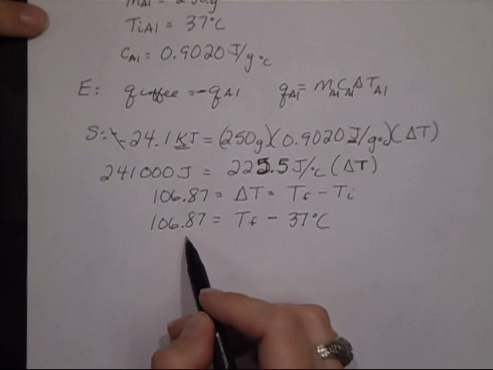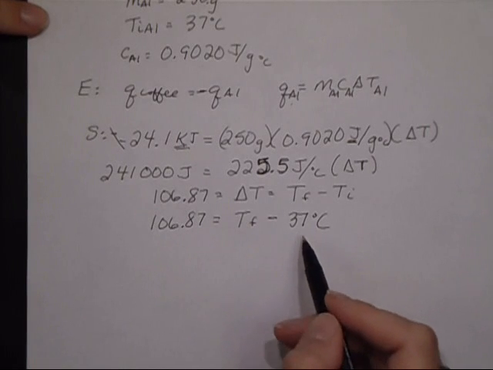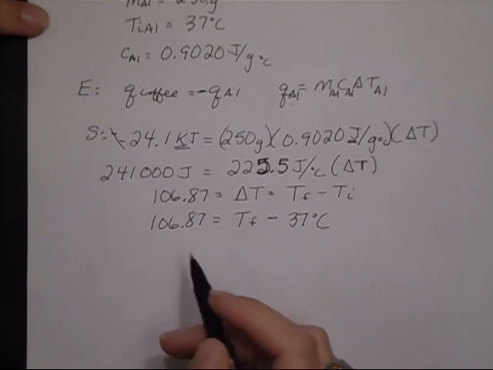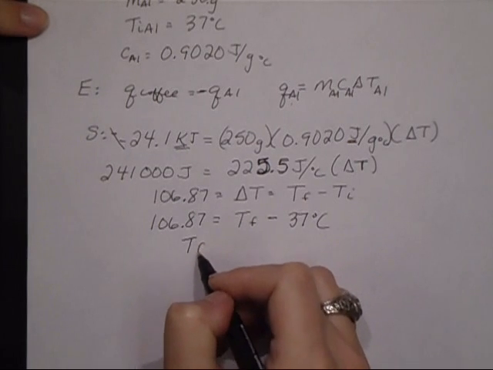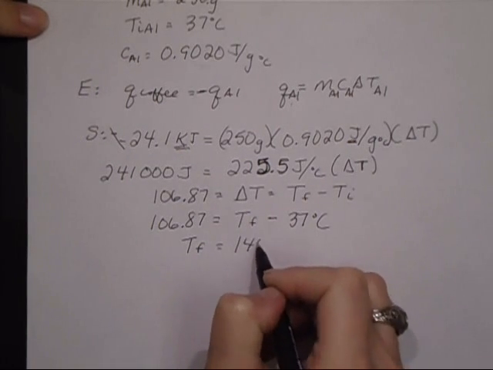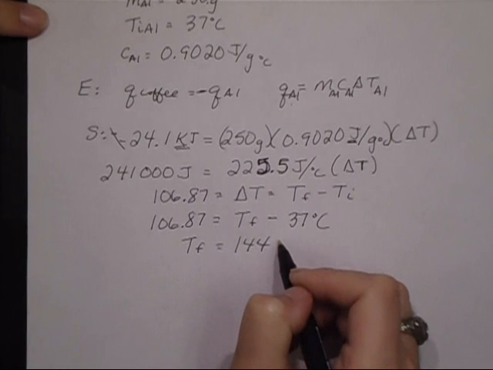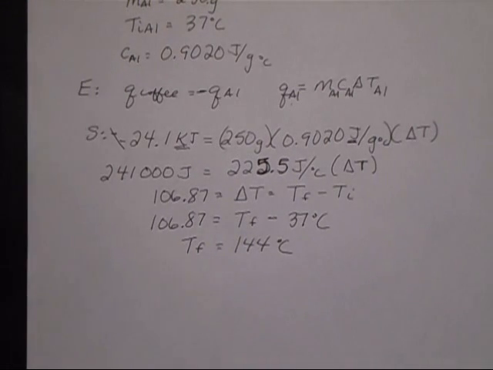So 106.87 minus negative 37 tells me that the T final is 144 degrees C, including significant figures.